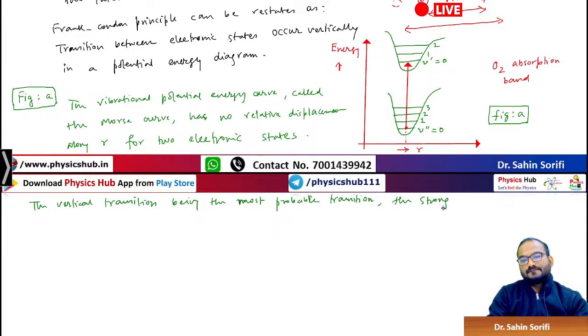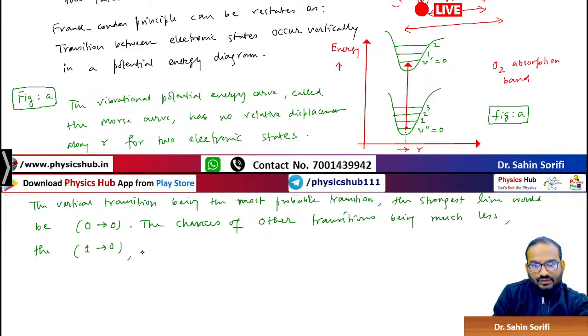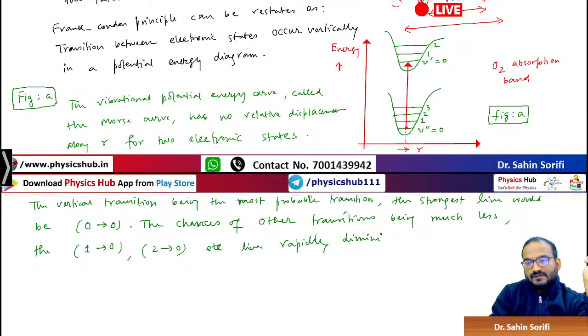The strongest line would be, you see, from 0 to 0, this transition will be the strongest one, 0 to 0. The chances of other transitions are also there, but being much less than this 0-0 transition. So let's say maybe 1 to 0 or 2 to 0, the chances of these transitions are very less. So these lines rapidly diminish in intensity.